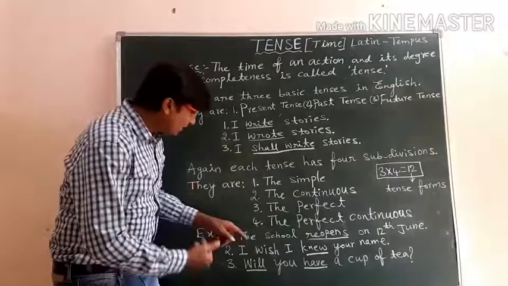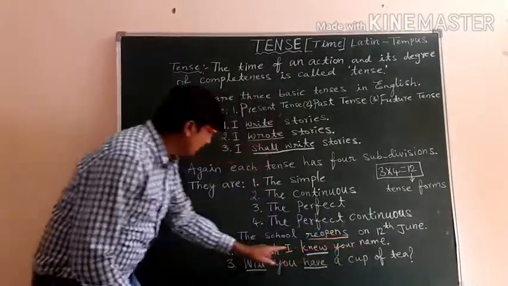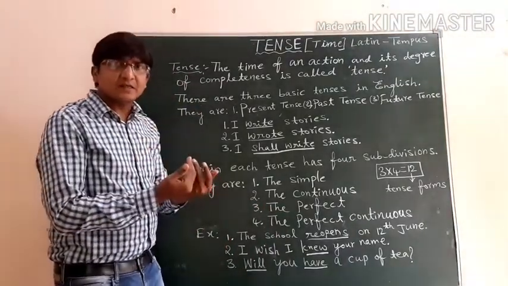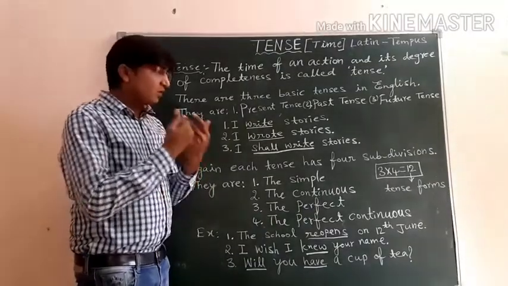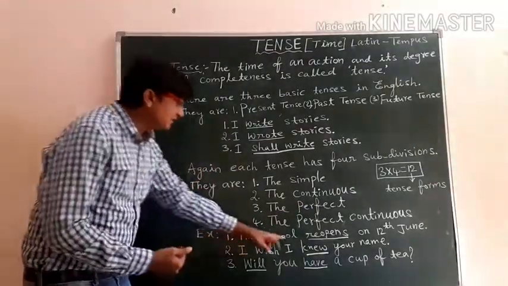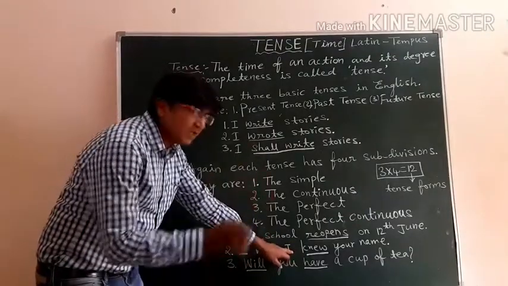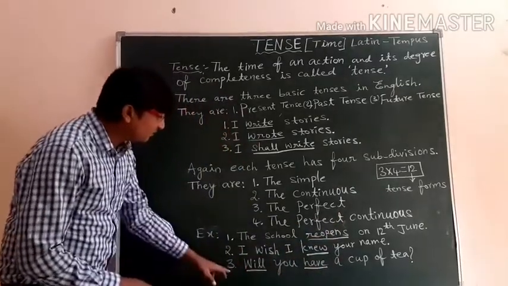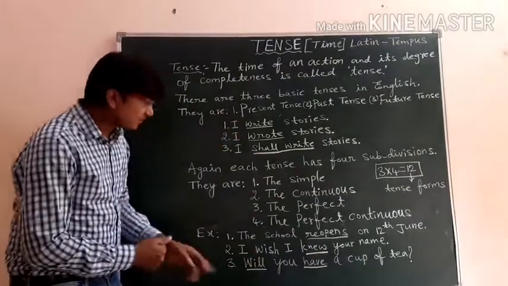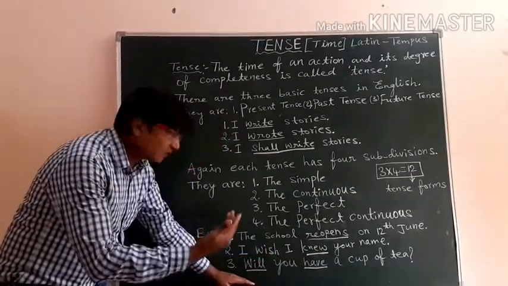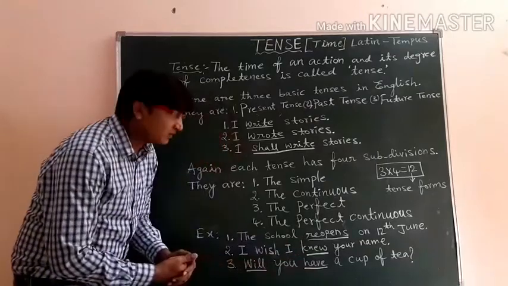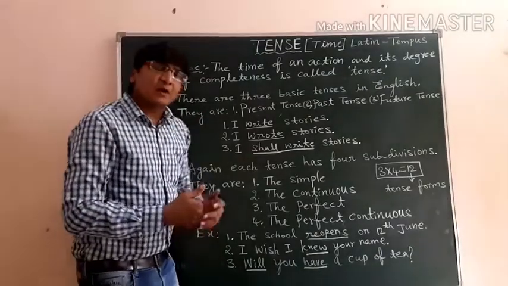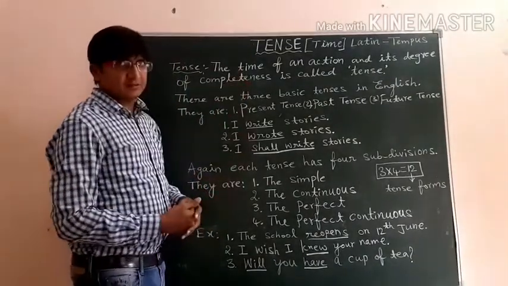How? See here, the meaning of the sentence I wish I knew your name is, I am sorry, I don't know your name. That is the meaning of this sentence. So even though we find the verb is in past tense, it refers to present tense. And the third one, will you have a cup of tea? Again, will you looks like future tense, but it is taking place in present tense. That's why we need to be very careful in understanding tenses.